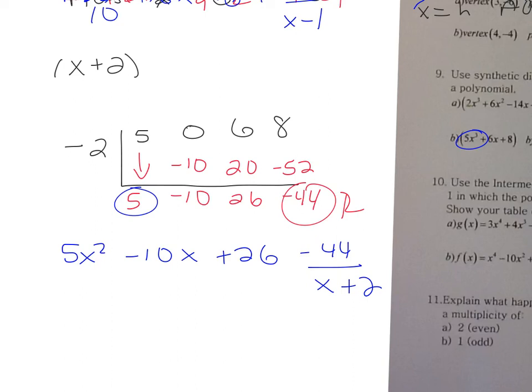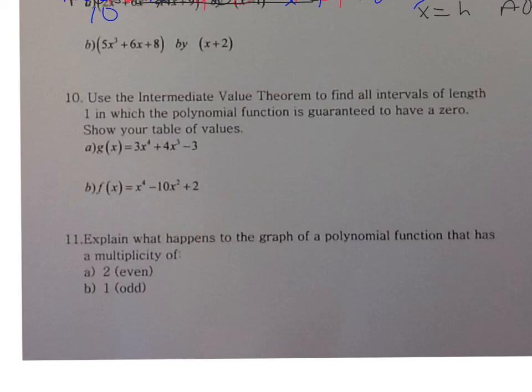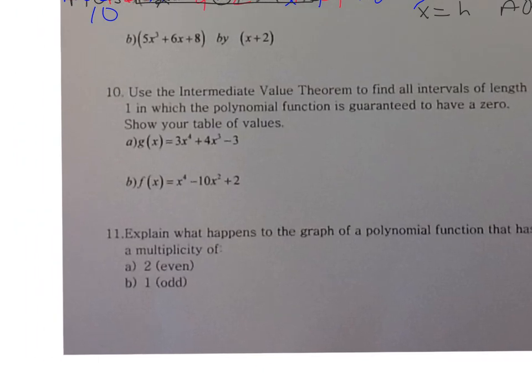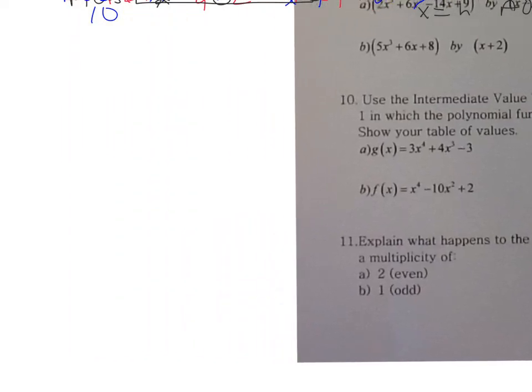Okay, so let's try 10. Number 10 says, using the intermediate value theorem, find all intervals of length 1 in which the polynomial function is guaranteed to have a 0. Show your table of values. You're going to plug y is equal to 3x to the fourth plus 4x cubed minus 3 into your calculator. Look at the graph to see where it crosses the x-axis so you know which table of values to write down. I'm looking for a change in my y values. So I'm going to go from negative 2, negative 1, 0, 1, 2.